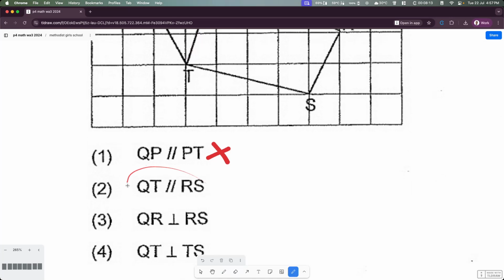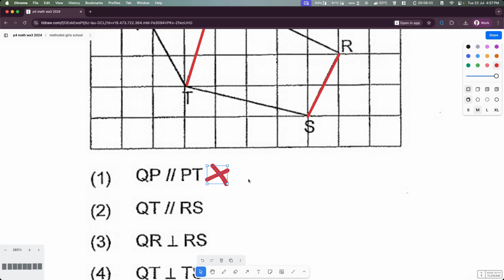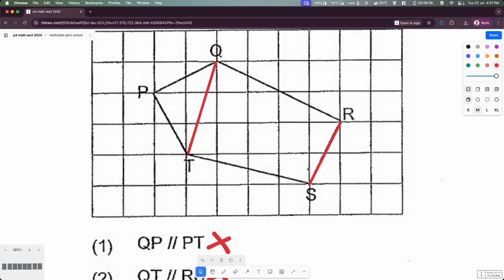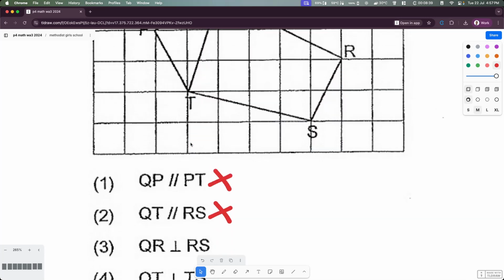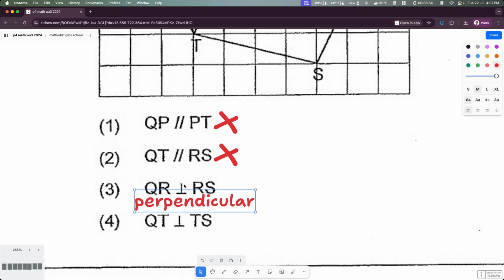QT and RS. Let's see. Are QT and RS parallel? If you use your rulers, you can drag them. If I drag them, sadly, they are not parallel at all. So this will also be wrong. Next one, it says here QR. If you don't know what this symbol means, it means perpendicular. Two lines meet each other to make 90 degrees.